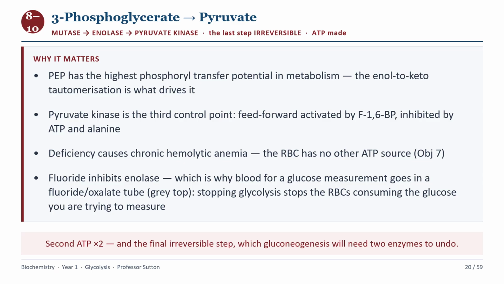Pyruvate kinase deficiency causes chronic hemolytic anemia because the red blood cell has no other way to make ATP. That is objective 7, and it is high yield.